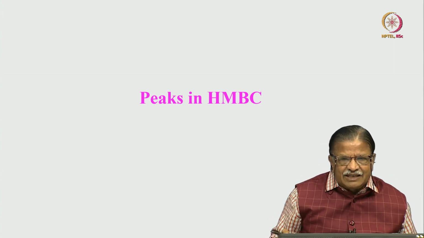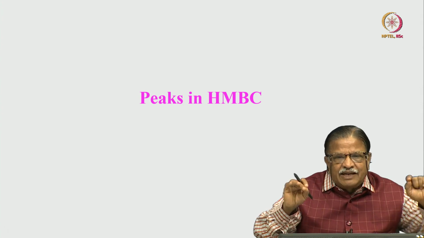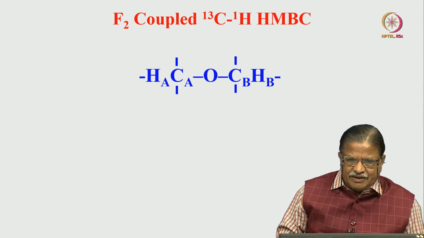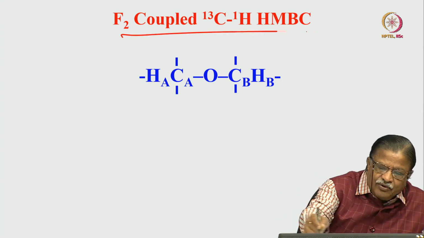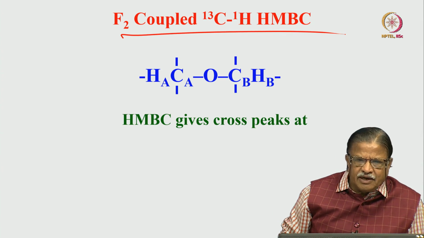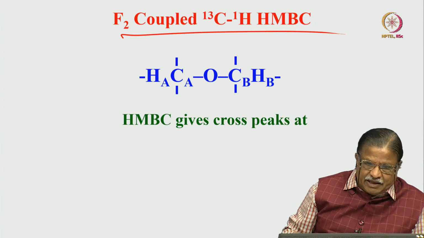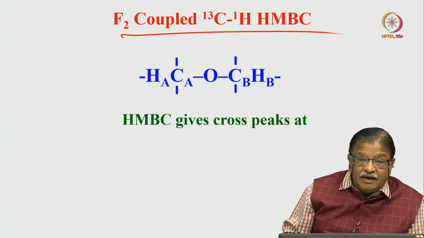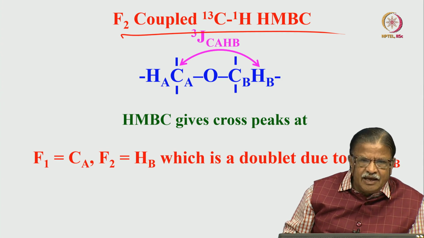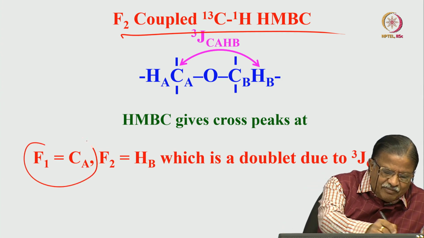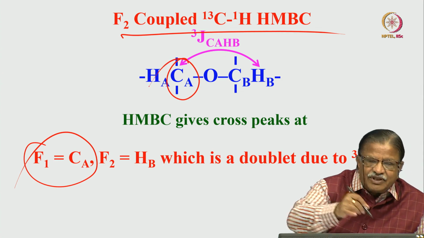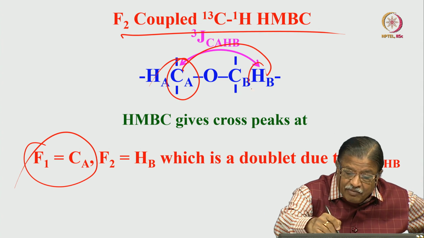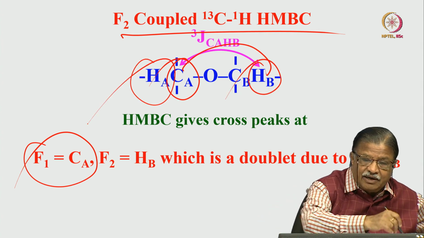With this, now we will try to understand the interpretation of the peaks in HMBC. Start with the same molecule which we took earlier. We will look at the F2 coupled HSQC, carbon-13 proton coupled. Where does HMBC give cross peaks? We understood HSQC, where it gives cross peaks, both in coupled and decoupled. Where does HMBC give them? We will understand. Remember, in the F1 dimension, if the chemical shift of carbon A is there, it gives correlation to the remotely bonded proton, not for the one bond.